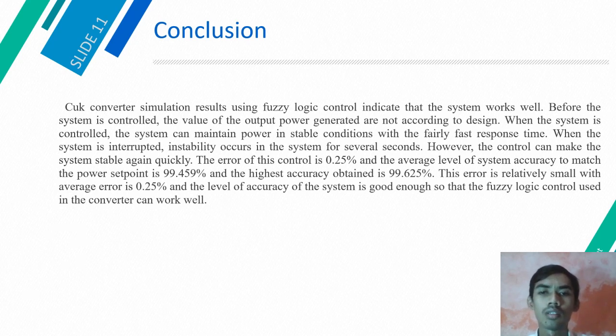The error of this control is 0.25%, and the average level of system accuracy to match the power set point is 99.459%, and the highest accuracy obtained is 99.625%. This error is relatively small, with an average error of 0.25%, and the level of accuracy of the system is good enough, so the fuzzy logic control used in the converter can work well.